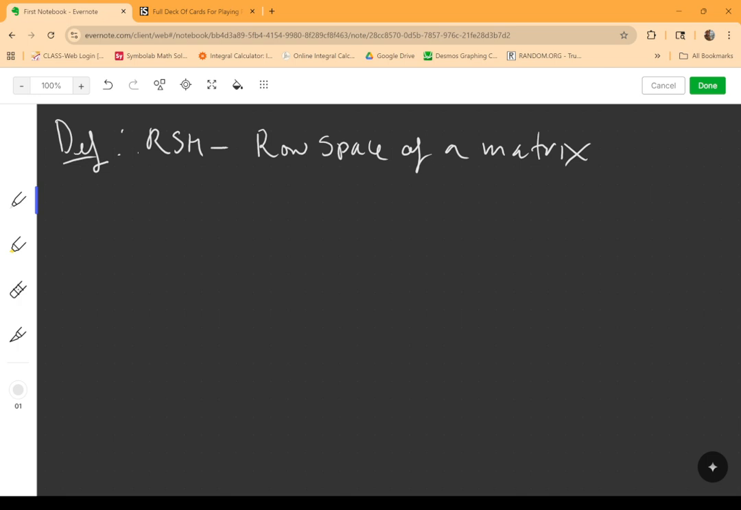Okay, so in the previous video, we were talking about the column space. So if we can define the column space, then in a similar fashion, we can define a row space. Now, the row space of a matrix. So this states that suppose A is an n by n matrix.